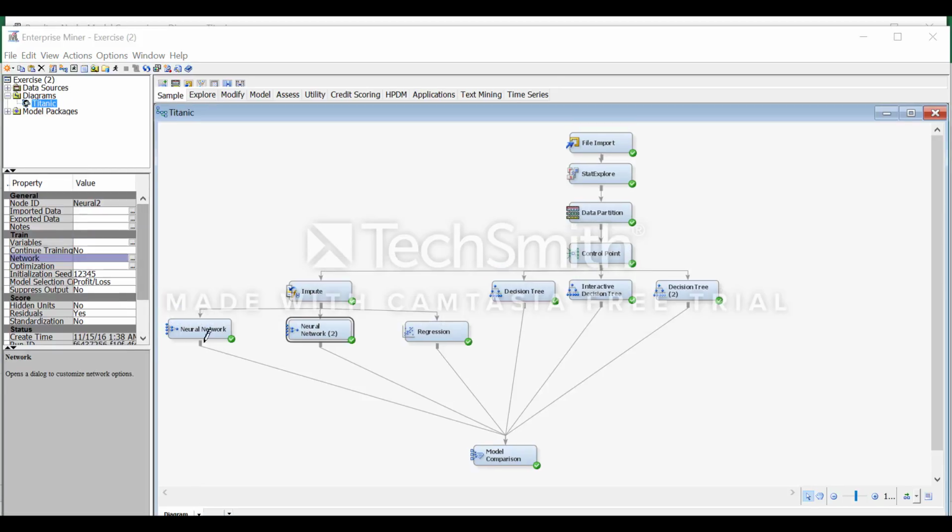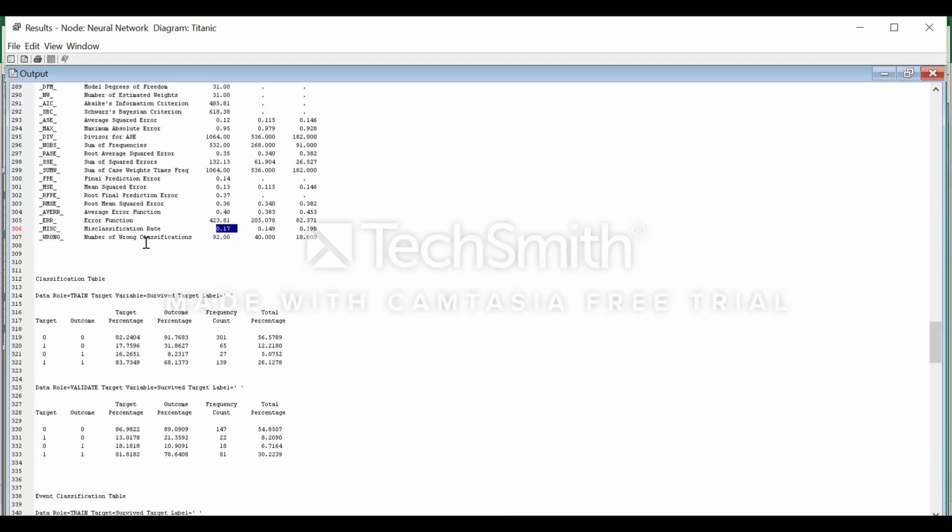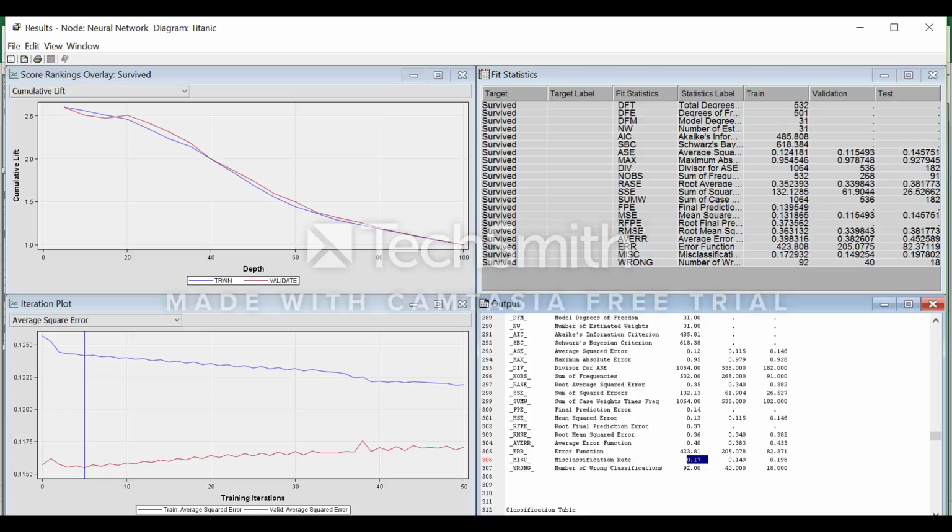Then I created the first neural network, and I did nothing with the properties. I just ran the model as it is. So I came up with the results. The number of iterations is 5, as you can see here, and when we look at the misclassification rate, it is 0.17.